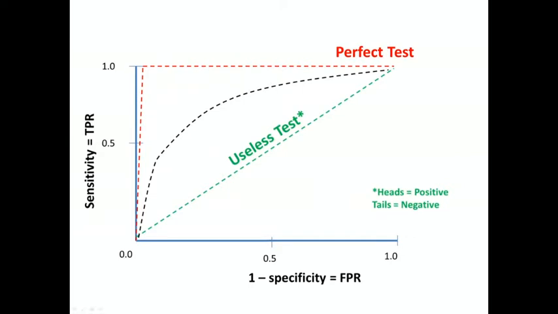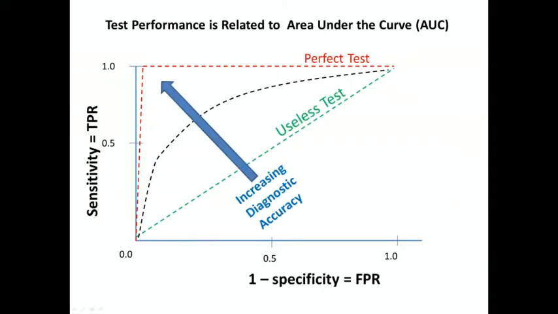So the one in the middle there, the dotted black line, is a typical test. They're somewhere between perfect and useless most of the time. So we want things to be more like a perfect test than a useless test. So the closer we are to the northwest corner, the better off we are. So, in general, the increasing diagnostic accuracy is when the ROC curve heads up to the northwest corner.